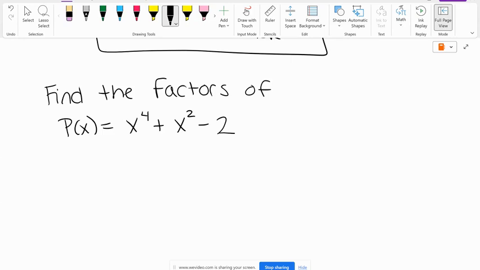Also, just point out, I'm missing an exponent. I am missing an exponent there. So just to point that out when you're doing your synthetic substitution.